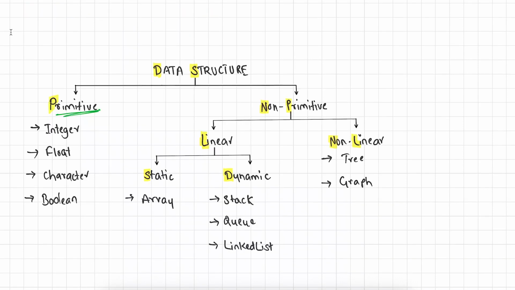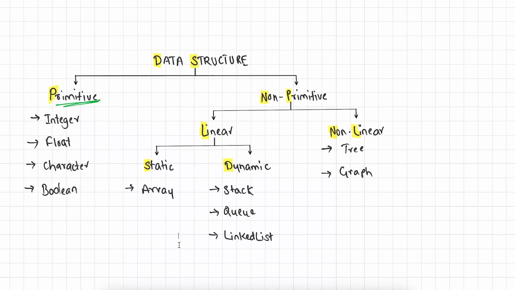Okay, moving on. As you can see on the screen, data structures are classified into two categories. One is primitive and the other is non-primitive. In this video, we are going to focus on primitive data structures, and hopefully in upcoming videos, we will take each topic from non-primitive data structures and study each in detail.